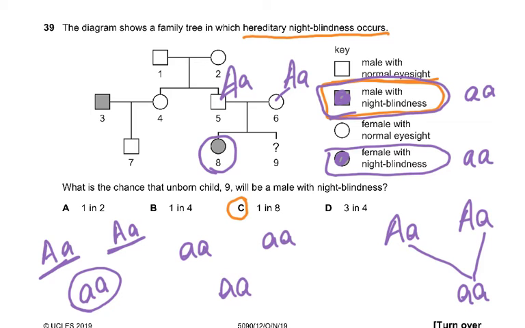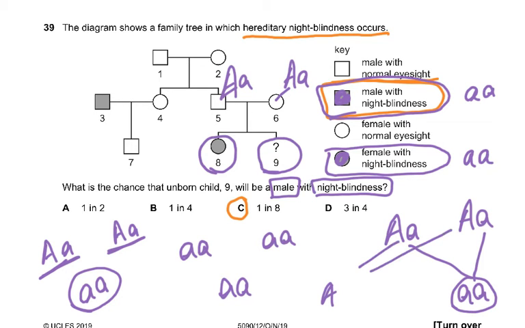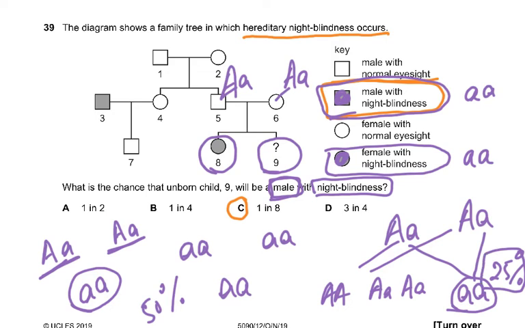Now it says, what is the chance that unborn child 9 will be a male with night blindness? So you see, the parents are Aa and Aa. So there is a 25% chance of having a child with night blindness. But then what is the chance of having a male child? That is 50%. So 50% of 25% is 12.5%. That is 1 in 8.